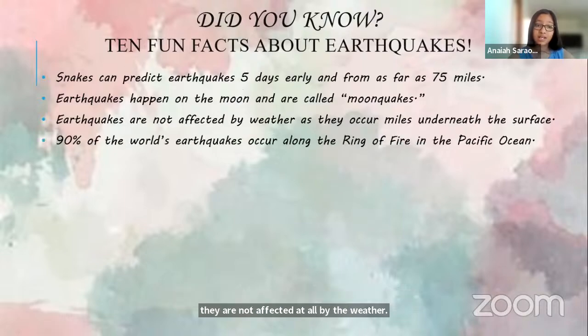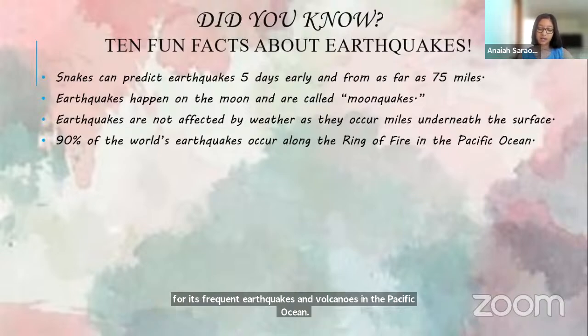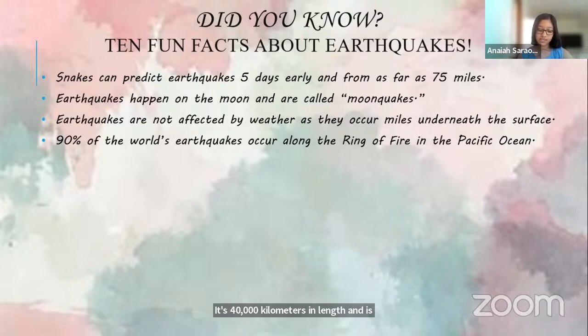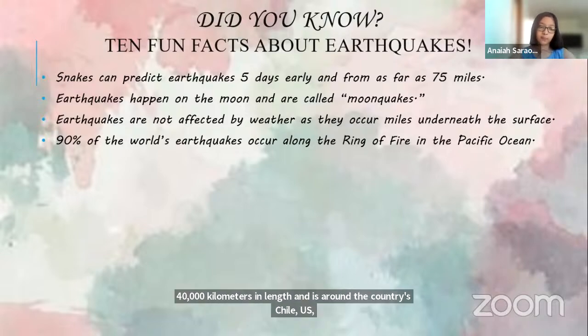Fact number 4. 90% of the world's earthquakes occur along the Ring of Fire in the Pacific Ocean. Now, the Ring of Fire is a horseshoe-shaped area known for its frequent earthquakes and volcanoes in the Pacific Ocean. It's 40,000 kilometers in length and is around the countries Chile, US, Japan, the Philippines, and Indonesia.